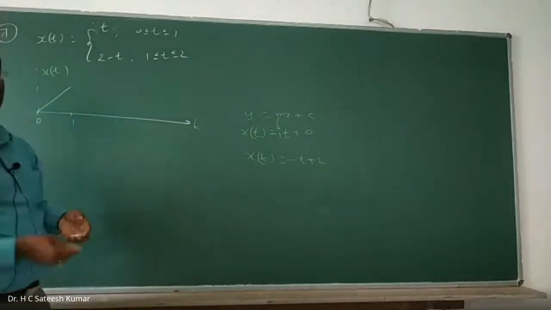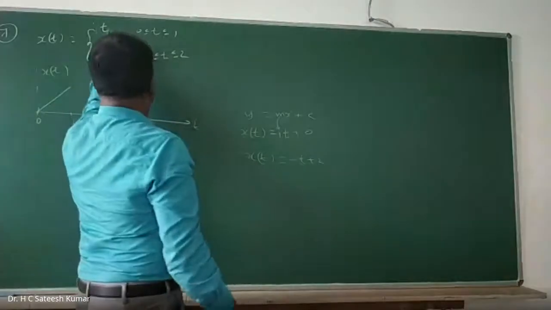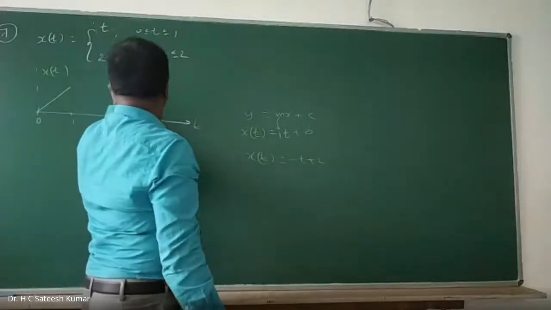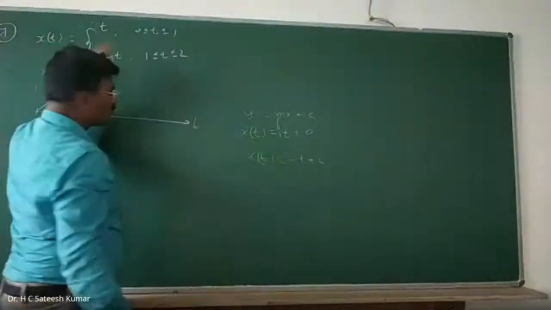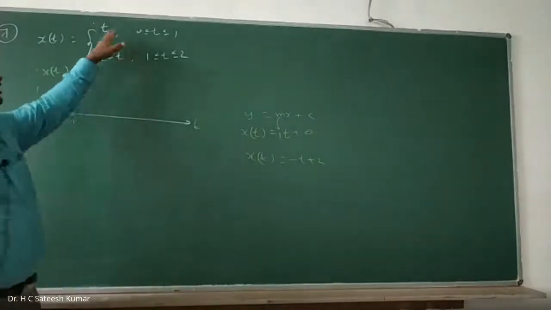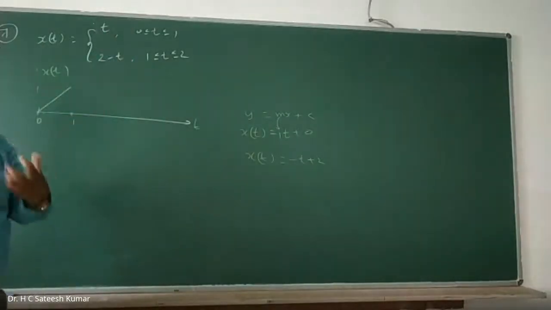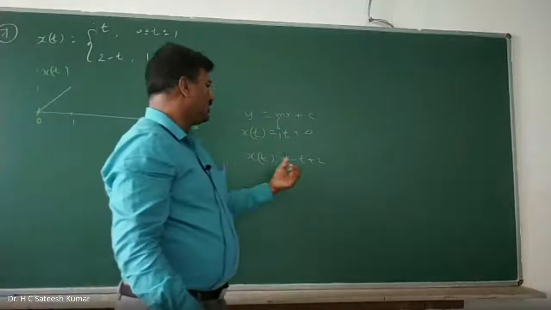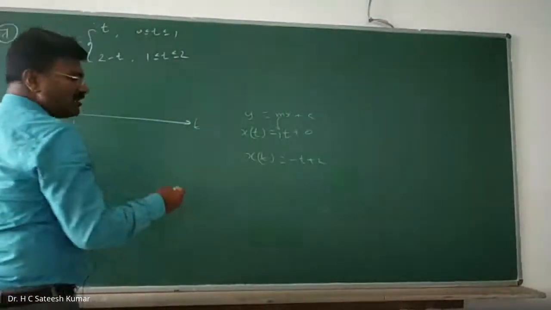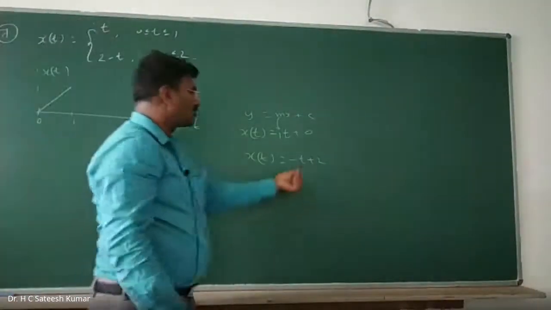But you should understand what exactly this is. This is the equation of a straight line, y is equal to mx plus c. Positive slope means increasing, negative slope means decreasing, and intercept 0 means passing through origin. This information you should know when you are sketching any signal. Otherwise, you may say, sir, I don't want all those things, I just substitute the value and get the answer.